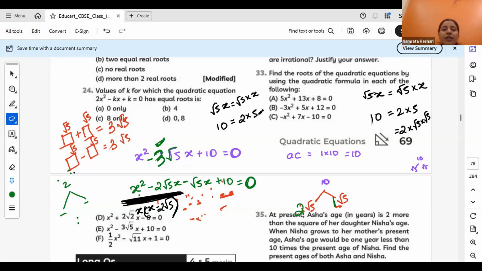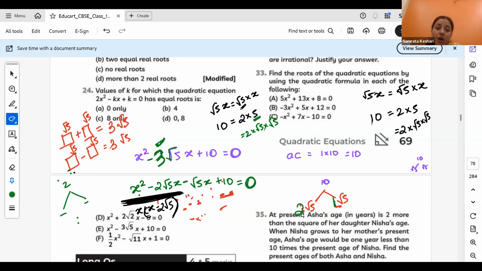We are thinking about taking out the common factor. Can you see anything common? No. But is it clicking in your mind that you can break this 5 as root 5 into root 5? You can write this 5 as root 5 into root 5. Is it allowed in mathematics? Of course it is allowed. 5 means root 5 into root 5. We can write it this way when required.